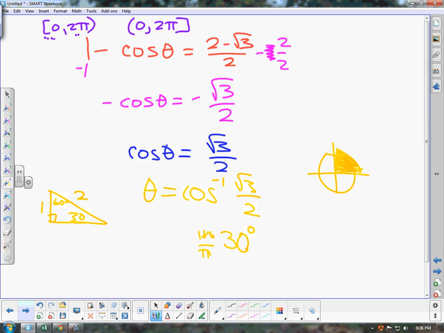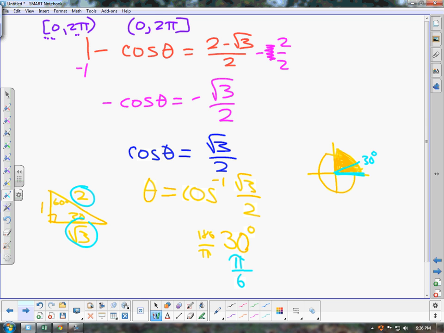Where that's 1, that's 2, that's the square root of 3. And so cosine is the adjacent over the hypotenuse. And so that's this angle right here. 30 degrees is also pi over 6 in terms of radians. And like I said, the decimal form is whatever 3.1415 divided by 6 is.